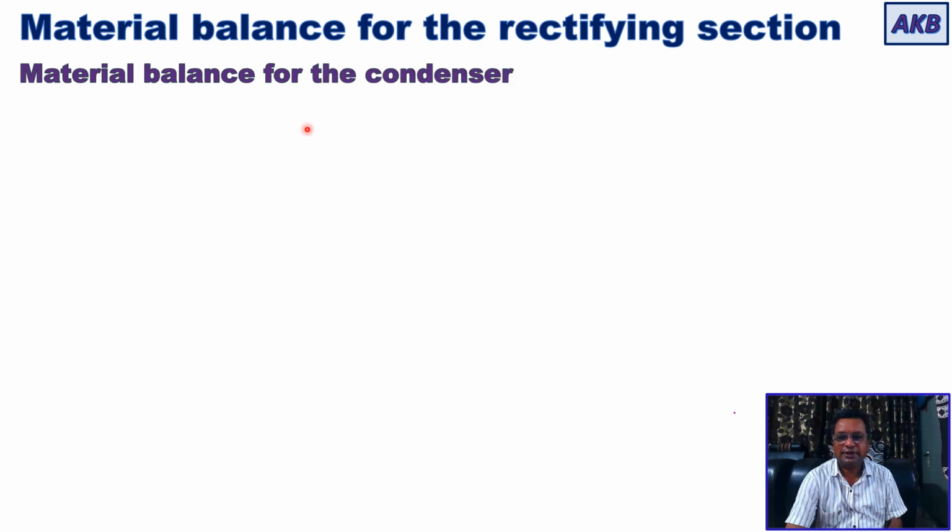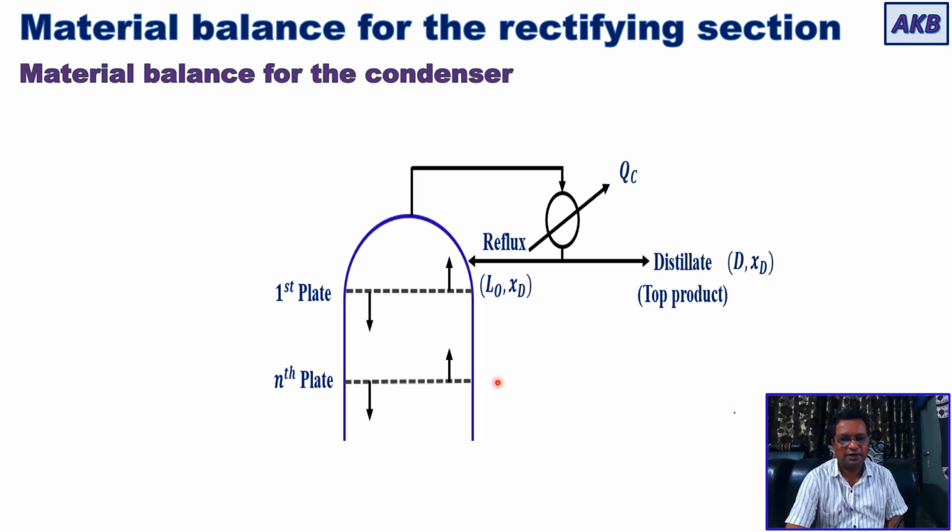Now first let us see how to take the material balance for the condenser. For that, again I have shown this schematic. Let me tell you what these notations are. This is the liquid stream that is coming from plate number 1. It will have molar flow rate L1 and X1 will be the mole fraction of A in it, that is, the more volatile component. Then the liquid phase that leaves the nth plate will have a molar flow rate of Ln and the mole fraction of A in it will be Xn.